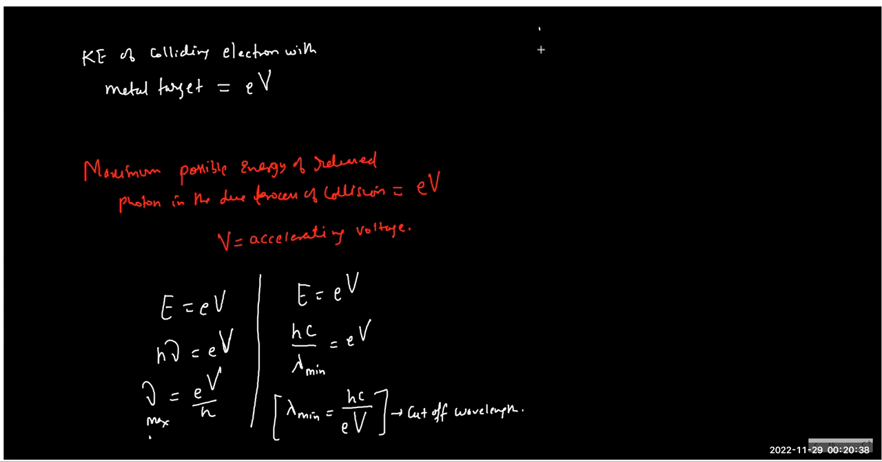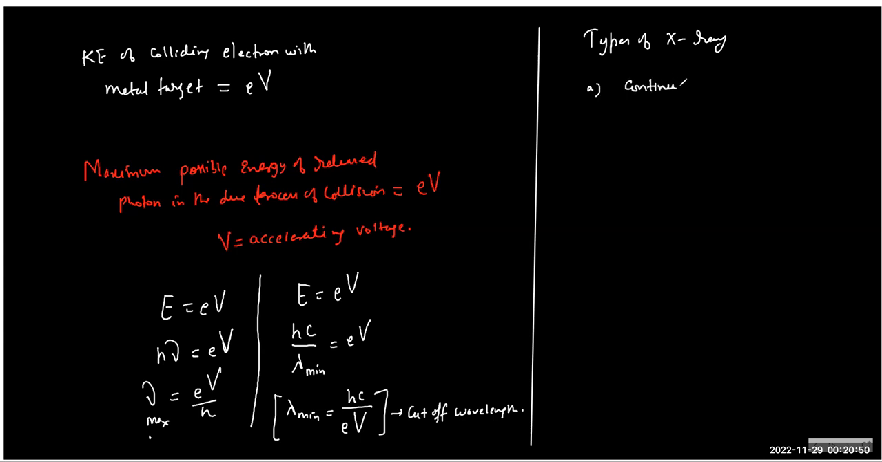Now, there are two types of X-ray. The first is called continuous X-ray. And the second, which is more important, which we're going to study in detail, is called the characteristic X-ray. What is continuous? We'll again come to this point.